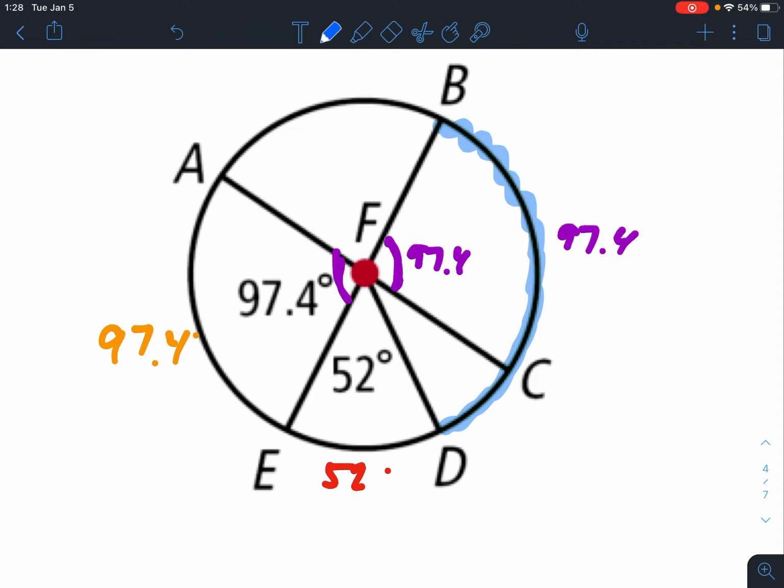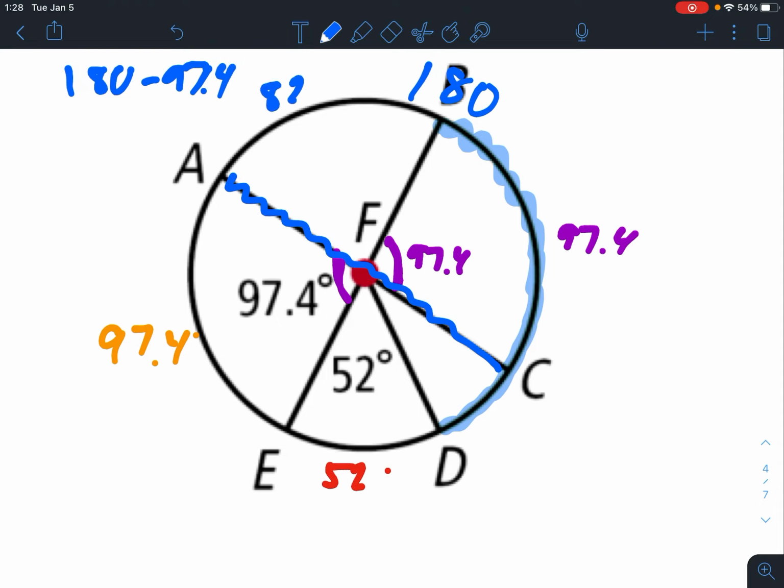AB is not necessary, but let's find it anyway. To get AB, what you want to do is say, all right, I know this is a diameter, so I know this is 180. So if I do 180 minus 97.4, I would get the measure of that other arc. And that would be 82.6.